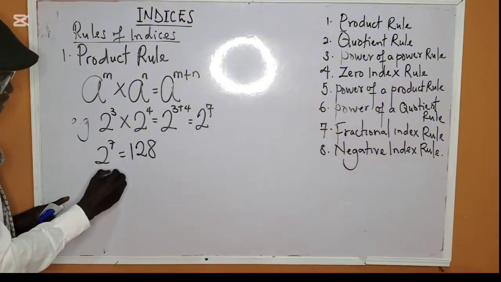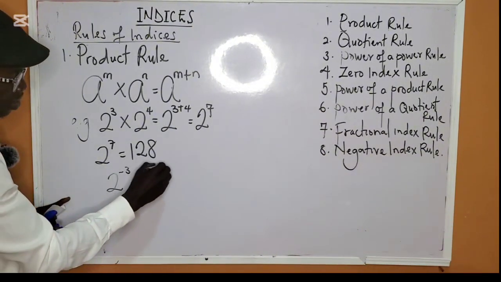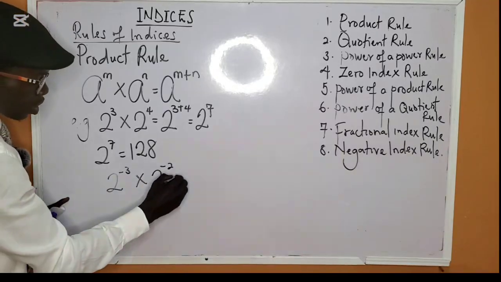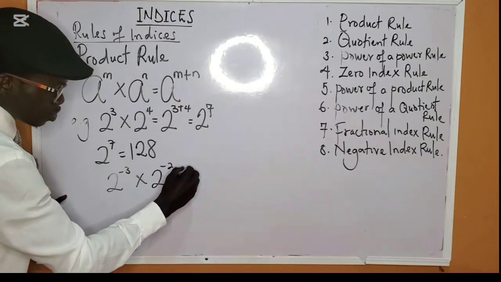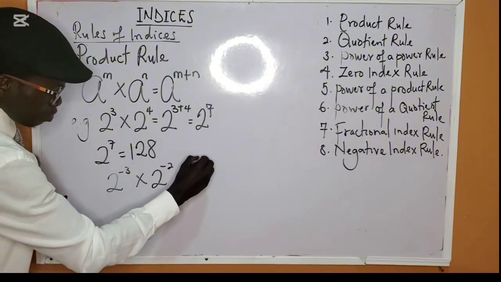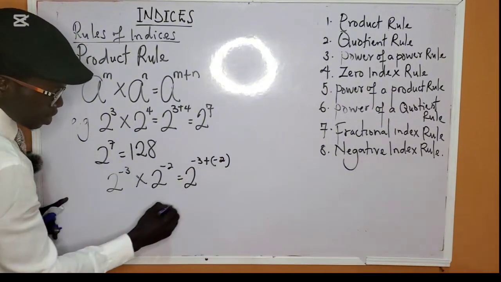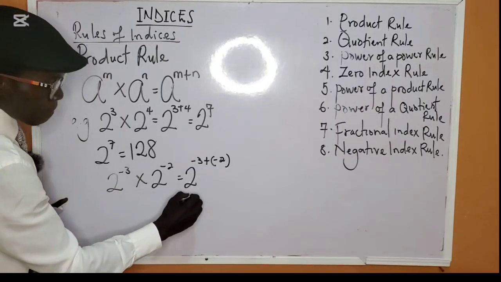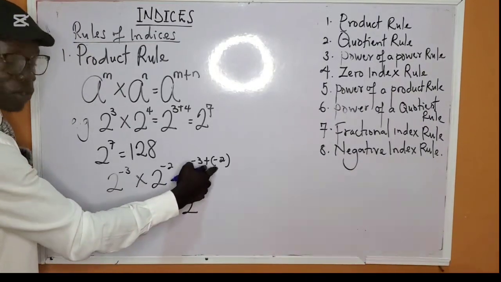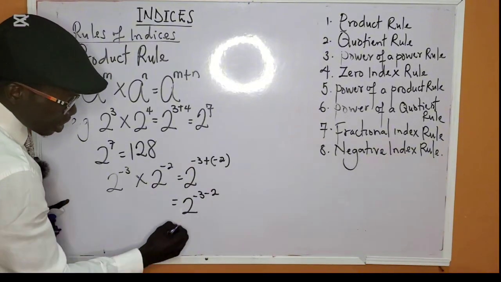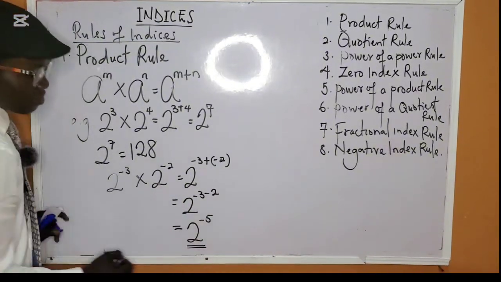If I have 2 raised to the power of minus 3 multiplied by 2 raised to the power of minus 2. Since the law is stating that we are going to add up the powers, it's going to be 2 raised to the power of minus 3 plus, open brackets, the power of this, minus 2. That's minus 3 plus, multiplied by minus, that will give us minus. So minus 2. Therefore, our final answer is 2 raised to the power of minus 5.